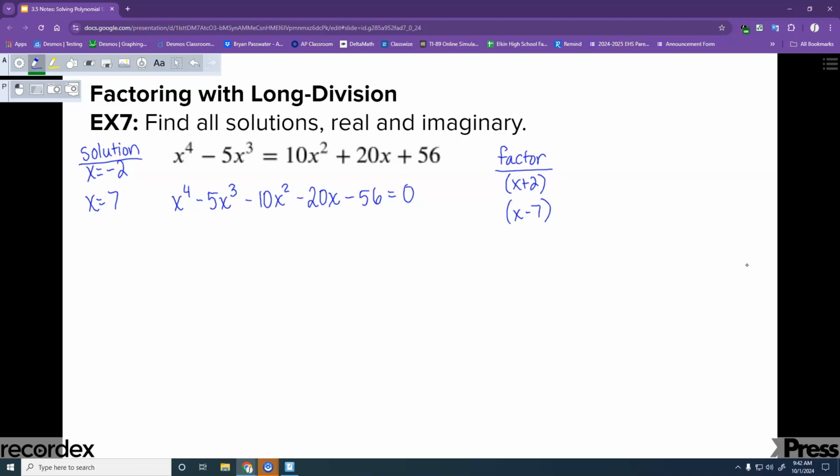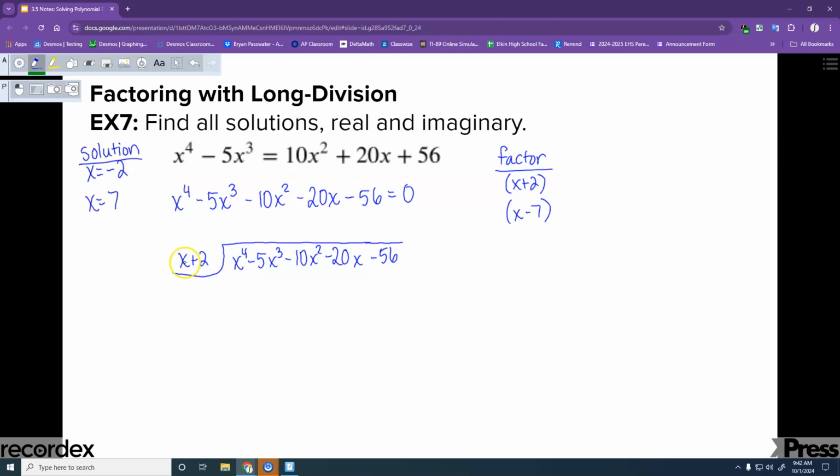Okay? This is the only type of problem we're going to have to do this with. We are going to have to do long division. X to the fourth minus 5x to the third minus 10x squared minus 20x minus 56. You're going to use your factors, not your solutions. So you can use x plus 2 or x minus 7 first. It does not matter. I'm going to use x plus 2.